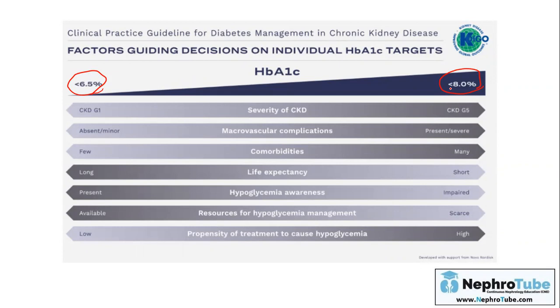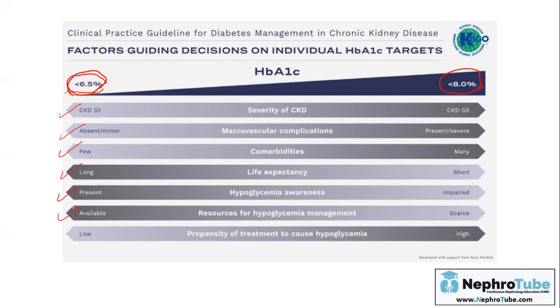For example, the patients whose glycated hemoglobin is accepted to be low must be a patient with stage 1 chronic kidney disease, early chronic kidney disease, and the patient must be fit. By fit, I mean there is no macrovascular complication, fewer comorbidities, the life expectancy is long, and hypoglycemic awareness is present, because our patients are at risk for hypoglycemia, and I will explain why now. Also, resources for the management of hypoglycemia are available.